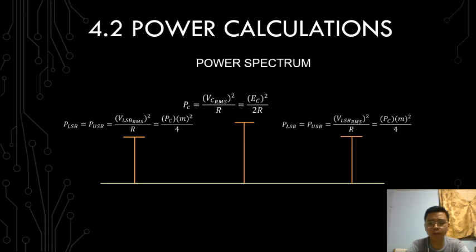This is the power spectrum. On both sides, it consists of the lower sideband and upper sideband power, while in the center, it consists of the unmodulated carrier power.